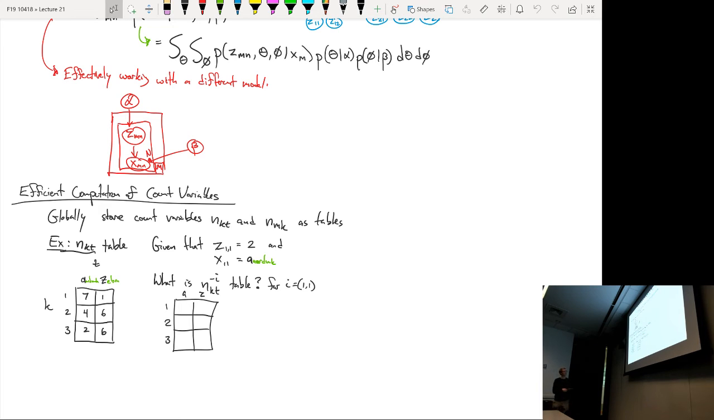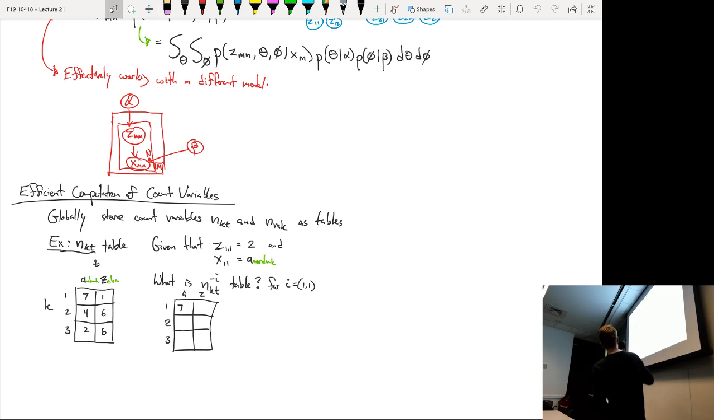If we leave out the occurrence of aardvark with topic number 2, is the number of times that topic number 1 appears with aardvark going to change? No, it should be exactly the same. So this should be 7. Same thing goes for topic 1 assigned to zebra. There's still going to be some other word somewhere in the corpus that is the word zebra assigned to topic 1.